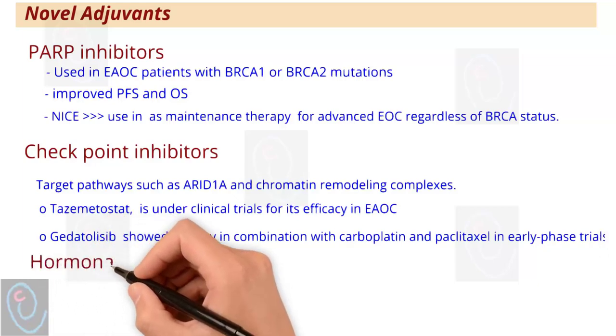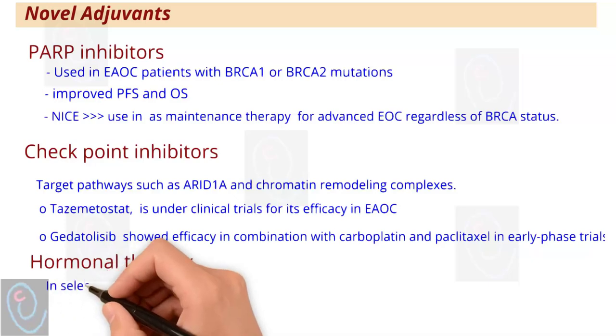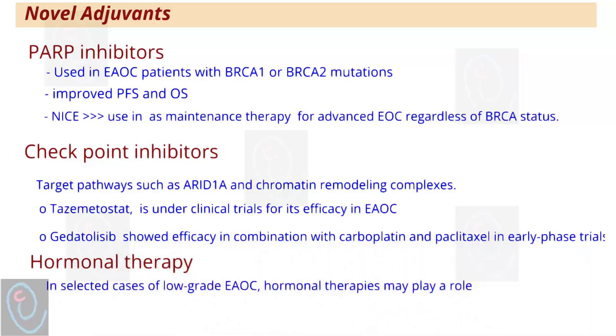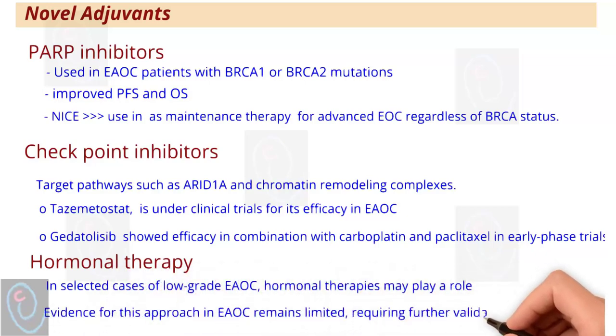Regarding hormonal therapy, in selected cases of low-grade endometriosis-associated ovarian cancer, hormonal therapy may play a role. And this treatment focuses on estrogen suppression to slow tumor growth. However, evidence for this approach is limited and requires further validation.